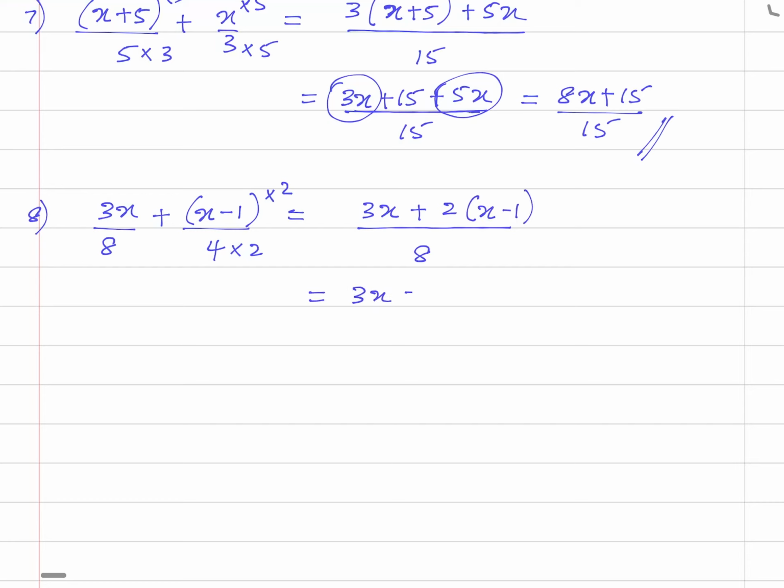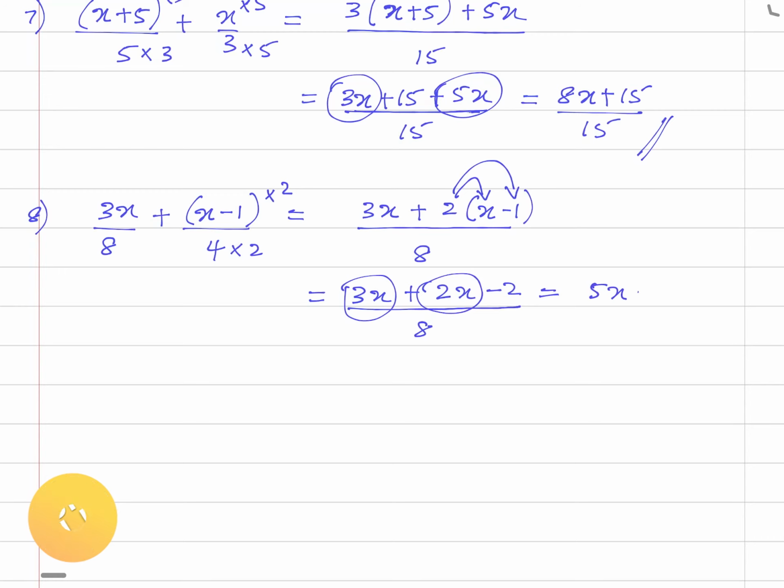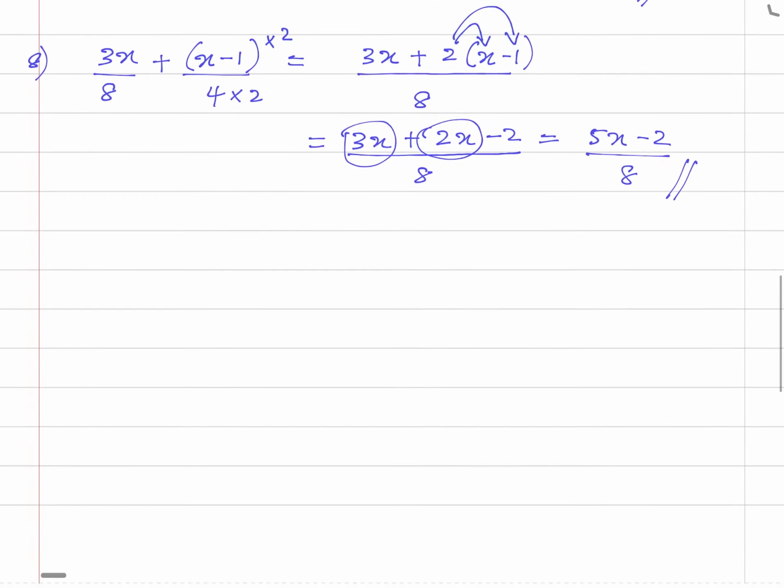So in that case, I'm going to simplify the numerator. 2 is multiplied with x and minus 1, so it's going to be 2x minus 2 over here, divided by 8. So 3x plus 2x is going to be 5x, minus 2, divided by 8, and that would be the answer to that question.